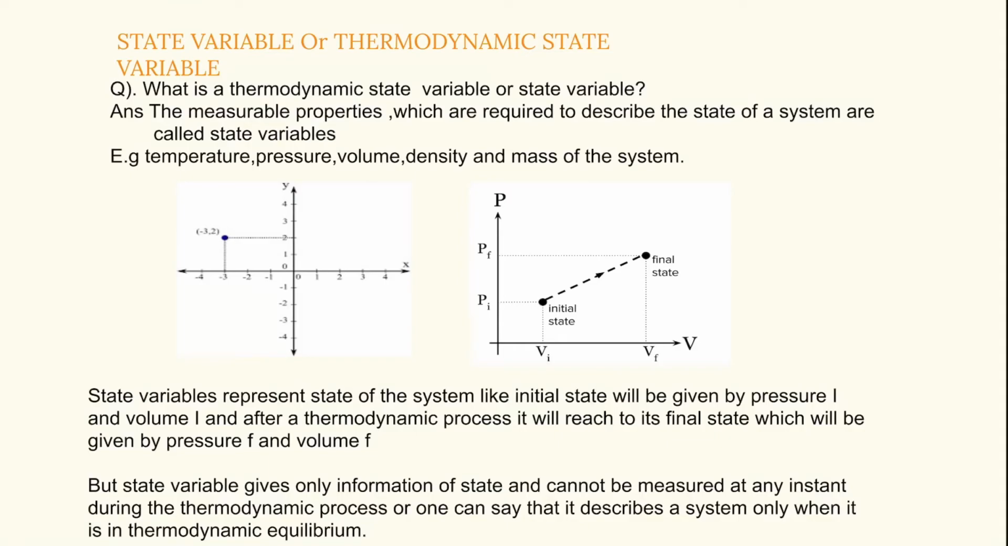But state variables give only information of the state and cannot be measured at any instant during the thermodynamic process. So one can easily say that they describe the system only when it is in thermodynamic equilibrium. Now, what is thermodynamic equilibrium and what are the types of state variables? Let us see.